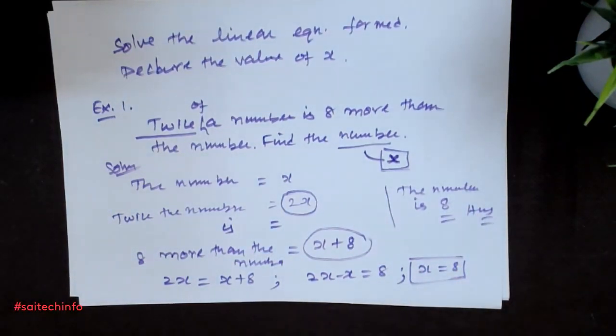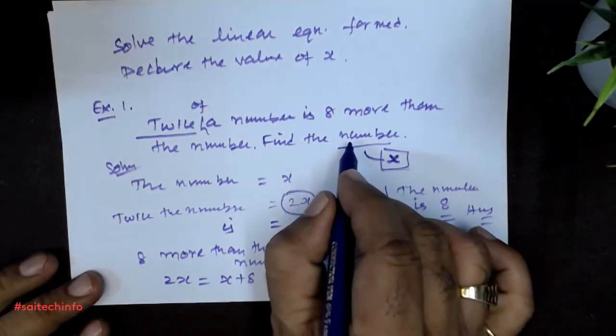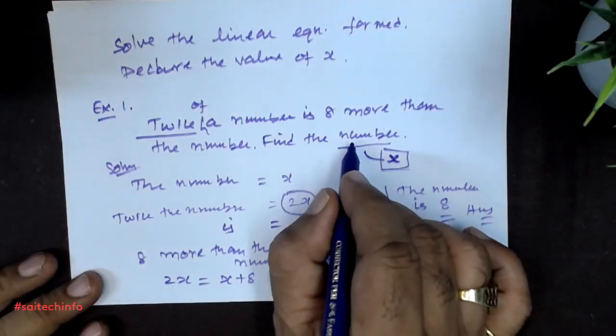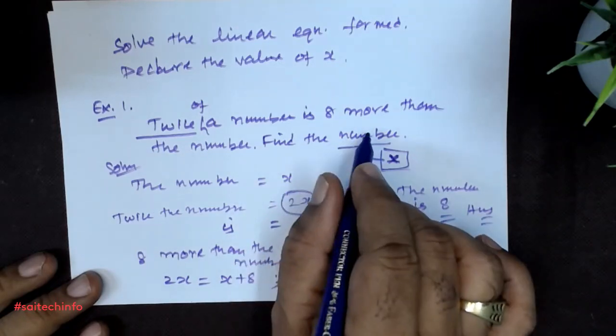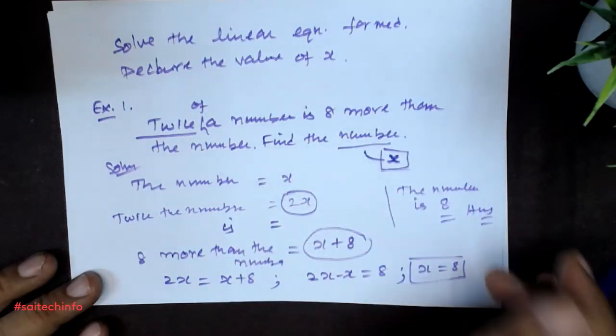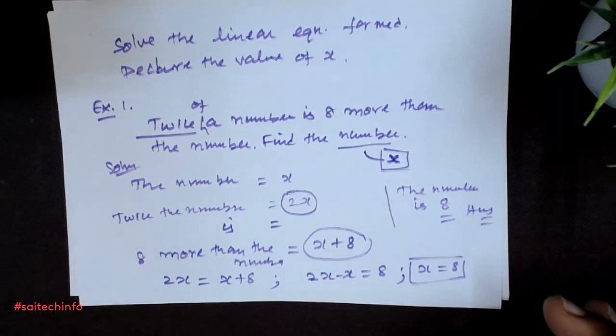So this is the way we have to give the answer. Don't simply put x. You have to reproduce this parameter. So it is asked as a number. So the given number is 8. So this is the answer. Okay.